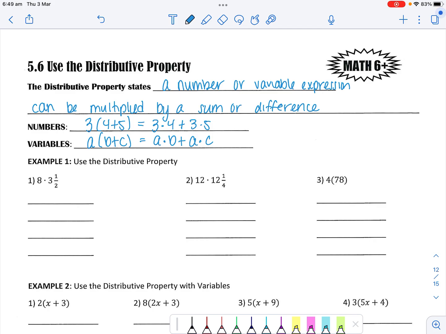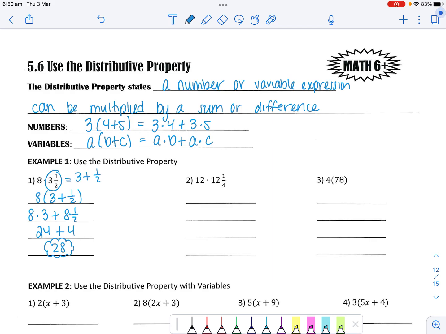In example 1, we are going to be using numbers, so being able to break down numbers in order to multiply them after we have created a sum or a difference. So, for example, this 3.5 is going to become 3 plus 1/2. So I'm going to write this as the distributive property, 8 times (3 plus 1/2). So I just broke the whole number apart from the fraction. So then I'm going to do 8 times 3 plus 8 times 1/2. 8 times 3 is 24. Half of 8 is 4, and 24 plus 4 is 28.